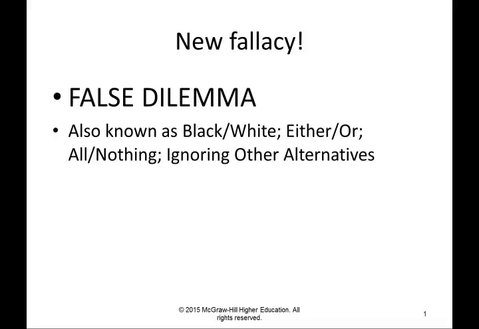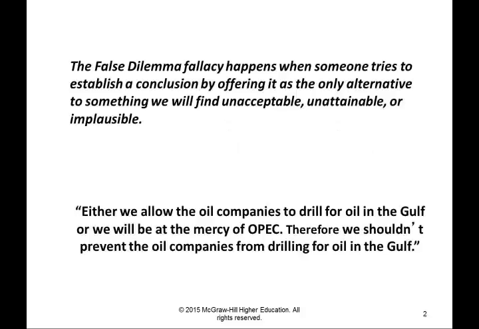Now, a false dilemma is oftentimes also referred to as the black-white fallacy, the either-or fallacy, the all-or-nothing fallacy, or sometimes more descriptively, the ignoring other alternatives fallacy. This fallacy happens when someone tries to establish a conclusion by offering it as the only alternative to something we find unacceptable, unattainable, or implausible.